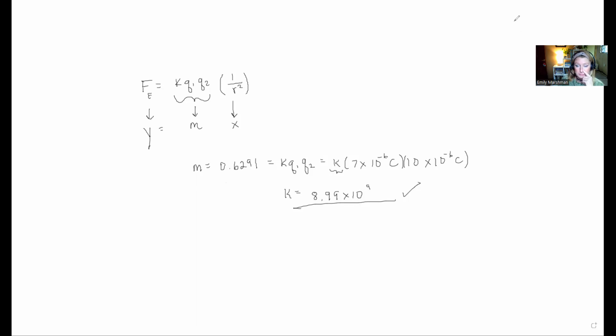You will do the same thing for the second part, where you keep one of the charges constant and the distance between them constant, and then you vary the second charge. So you'll be plotting electric force on the y-axis and the charge on the x-axis. From that, you should be able to determine the slope and use it to determine K again.